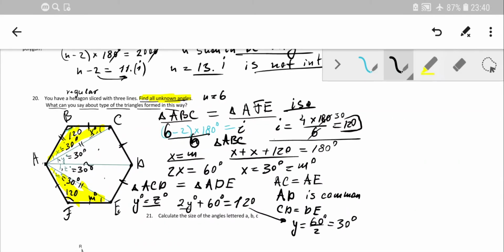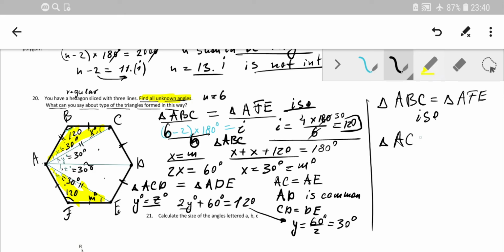So that's the answer to that question. I'll erase the space here. Okay, I can write here: the triangles ABC, which are equal to triangles AFE, are isosceles, with two equal sides. Now let's consider the other triangles. Triangle ACD is equal to triangle ADE, and they are also the same.